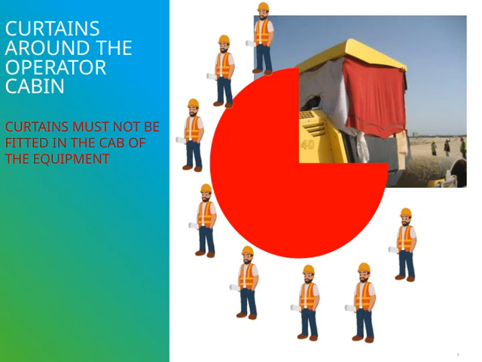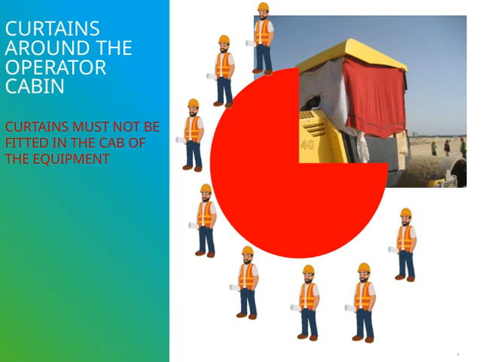Now, let's talk about curtains and their placement around the equipment. It's important to remember that curtains must not be fitted inside the cab of the equipment itself. This is a crucial point for safety and maintenance reasons. Instead, any curtains used should be positioned around the operator cabin, but never inside it.